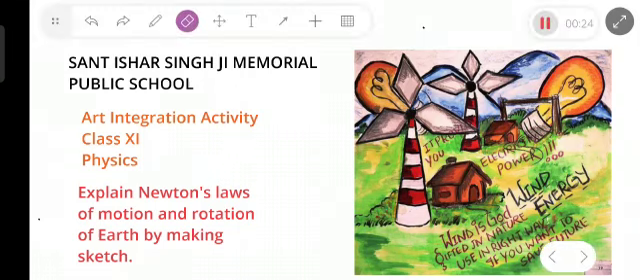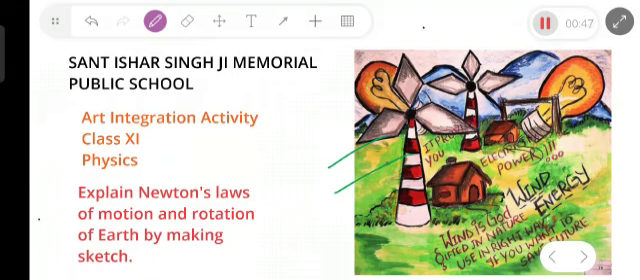For example, it is shown in the next sketch. Look at this sketch. It explains the law of conservation of energy. In the same way, you have to explain Newton's law of motion and rotation of Earth through a sketch. You can make this sketch on an A4 size sheet, A3, or on a chart paper.